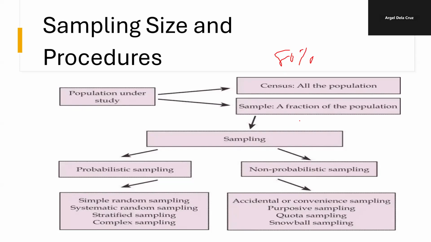Am I going to do probabilistic or non-probabilistic? So, paano ko malalaman kung probabilistic ba siya or non-probabilistic? Simple lang, napakadali. Number one, alam mo ba kung may number ka? For example, is your research population finite or infinite? Di ba? Kasi kung hindi siya finite, hindi mo alam yung number.